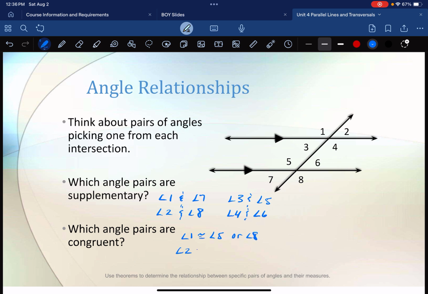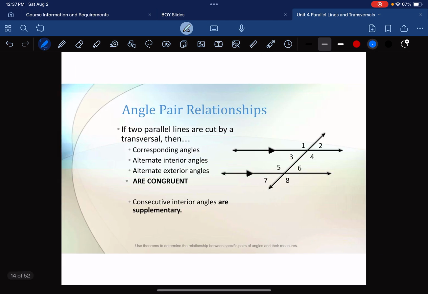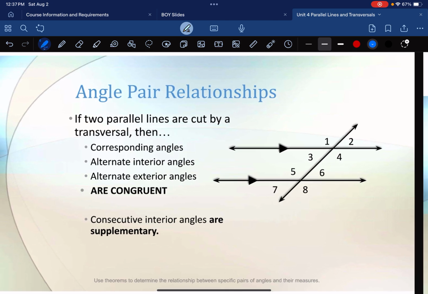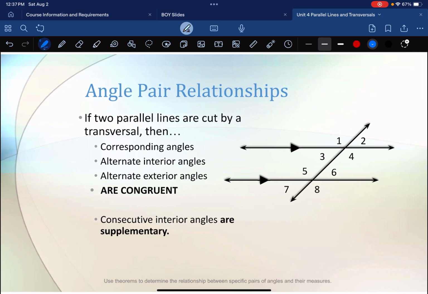Angle 2 would be congruent to angle 7 or angle 6. Okay? So you can start to see some of those angle relationships forming. So then we can use the terminology we've been studying. Now, what's true about our angle pairs then? So again, if the lines are parallel, here's what we know.